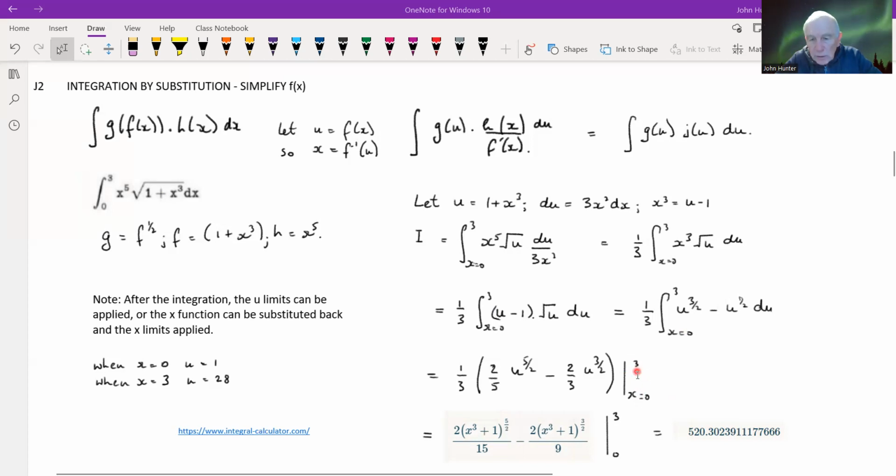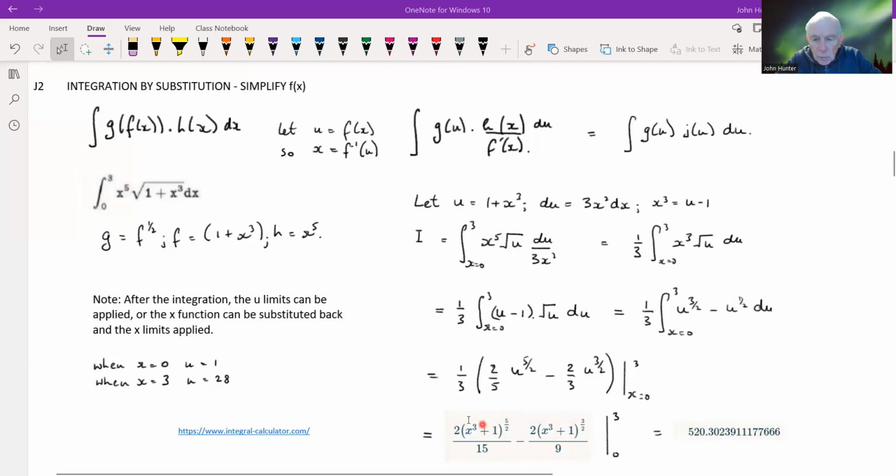Now at this point we could actually swap our limits. We can calculate our u limits just by using this little formula here. When x equals 0, u equals 1, and when x equals 3, u equals 28. So that would be one way of doing it. We could just calculate it like that. I quite like to convert it back. I don't know, just personal preference, I think.